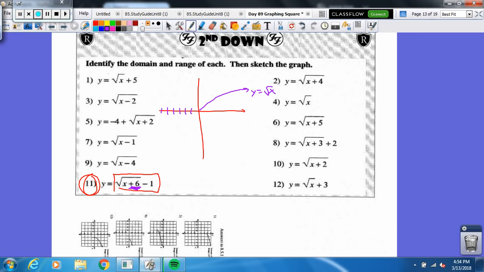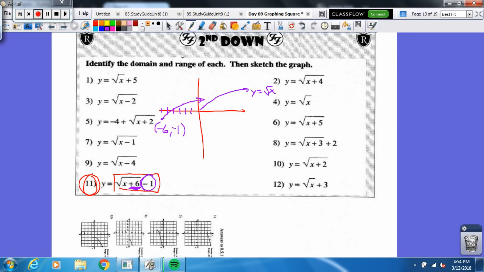Remember, I'm doing the opposite of what's inside the square root. And this is going to tell me I'm shifting down 1. So that's going to be negative 6 and negative 1. That's where I'm starting. And then I have my function. It should look the same as my parent function. Nothing's changed except for where it starts.